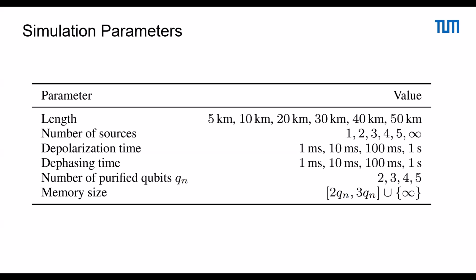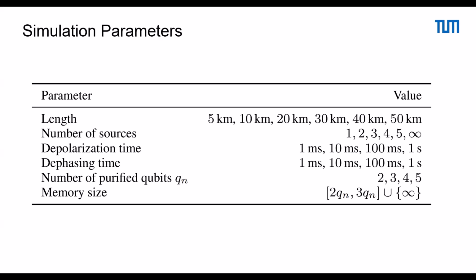Then we had the number of sources, so how many attempts can you do in parallel? This infinite here basically just means we can do every attempt, or the number of qubits that we want to establish, all at the same time. It's always a finite number, so it's not truly infinite.